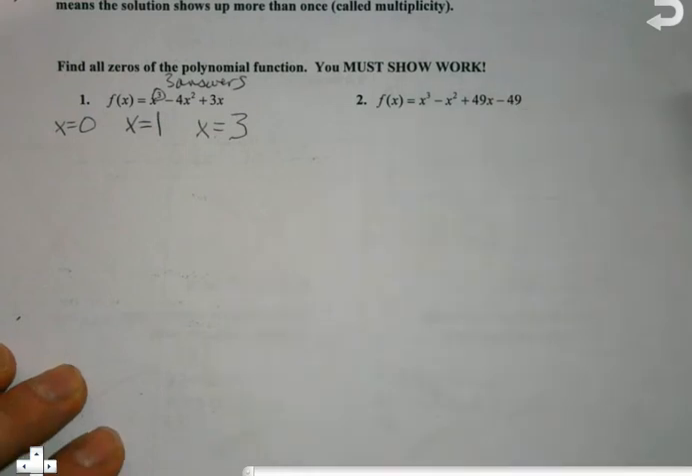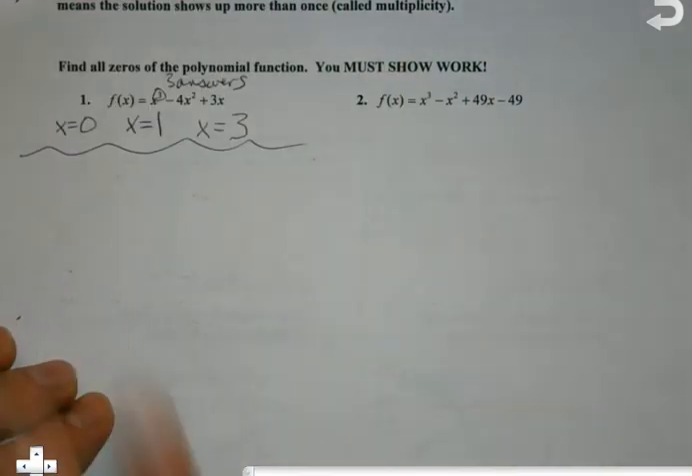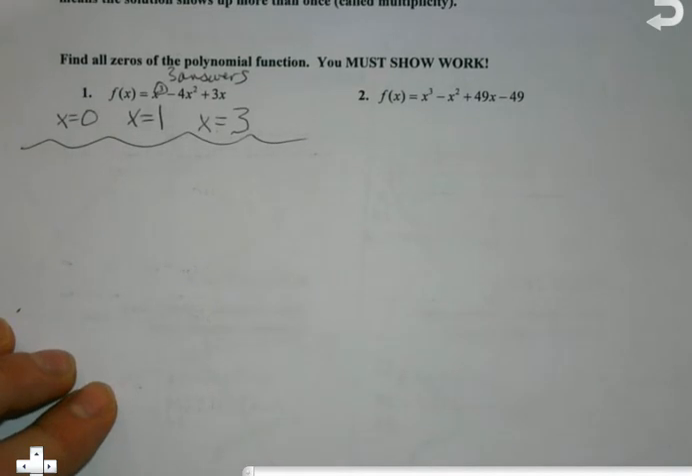So here's what we're going to do. We know what the answers are at this point. If we're on a test, we're done. But let's just say the calculator's not there. So here's what we're going to do.